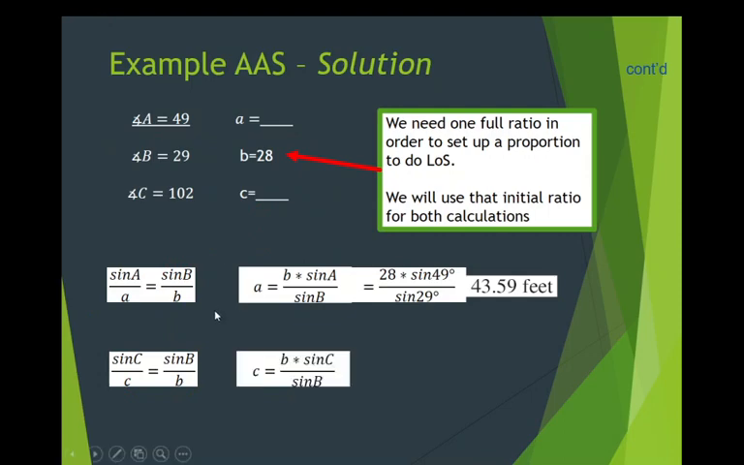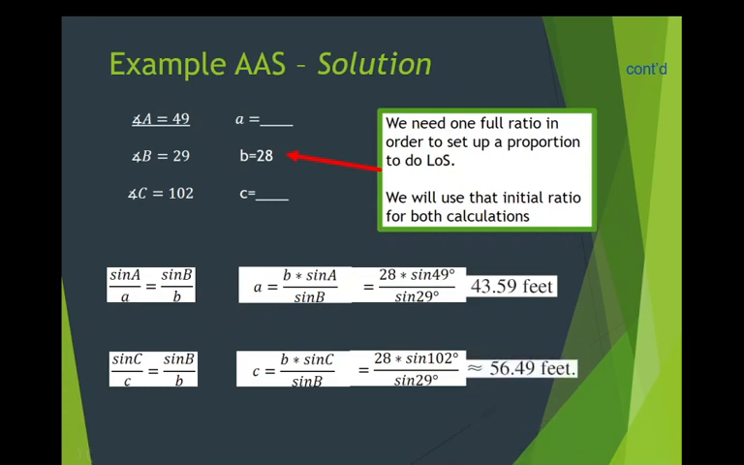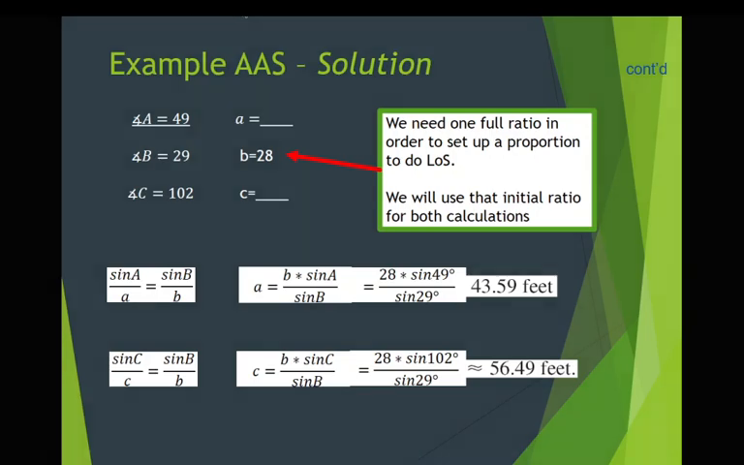Cross multiply. Plug in our values. Plug it into the calculator, and we get 56.49 feet. And that's it. So side A is 43.59 feet, and side C is 56.49 feet. And we're done. We've solved my oblique triangle. We found all the missing pieces of information. Okay? Found all the sides, all the angles.